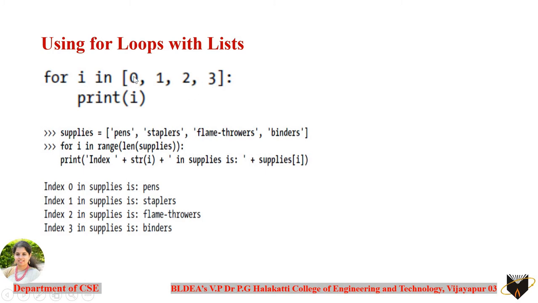For example, for the first iteration, it is going to point to the 0. For the second iteration, 1. For the third iteration, 2. And for the fourth iteration, 3.